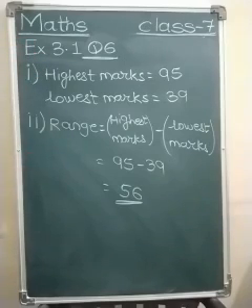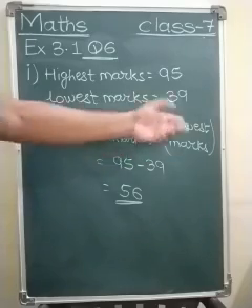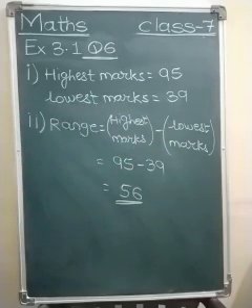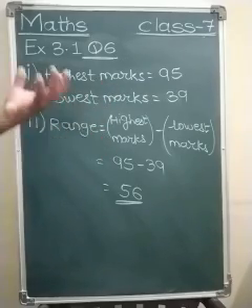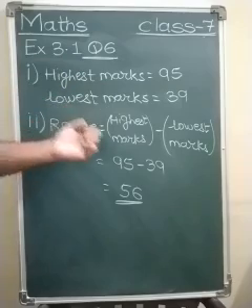So highest marks we have written, lowest marks we have found out from the data given in the textbook. Then we have found out the range, highest marks minus lowest marks. So it comes to 56. And now the last question is remaining, mean marks obtained by the group. So this is a 10 students group. So we have to find out the mean marks.